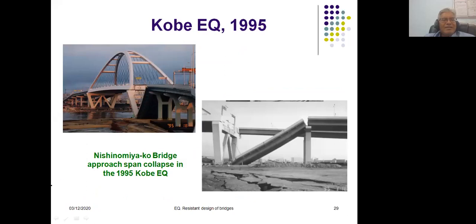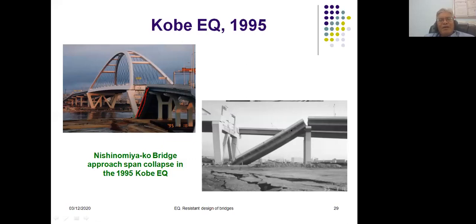This is the Nishinomiya-ko bridge. Basically, you can see the bridge remains intact, right? But the span has collapsed. The span fell down from its seating places. So we found this a very common type of failure in most of the bridges.